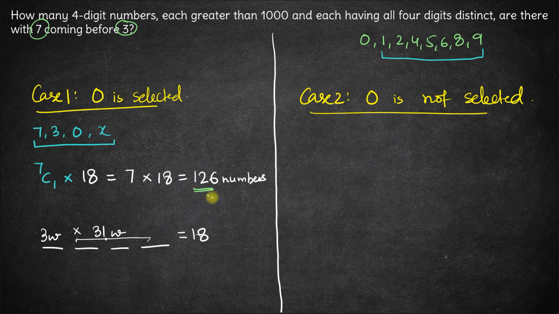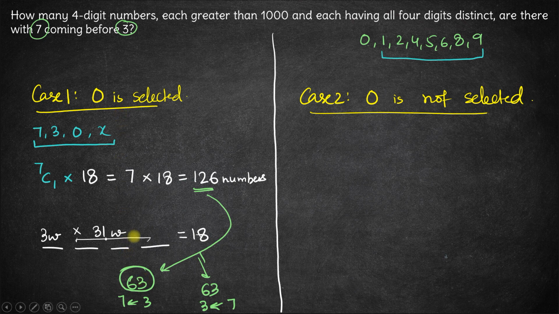So out of 126, there will be half, 63 numbers which will have 7 before 3, and half, 63 numbers with 3 before 7. They will be equal, right? There is no bias for 7 or 3. So out of this 126 numbers, 63 numbers will have 7 before 3. So from this case, we get 63 numbers.